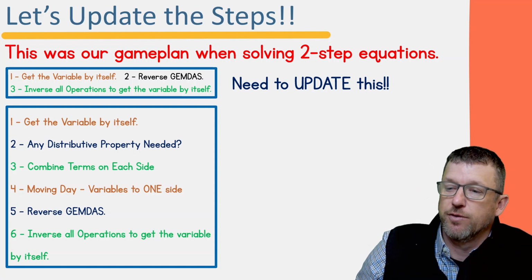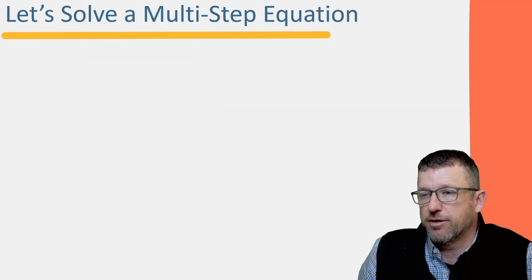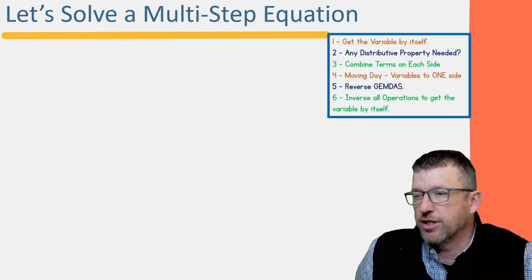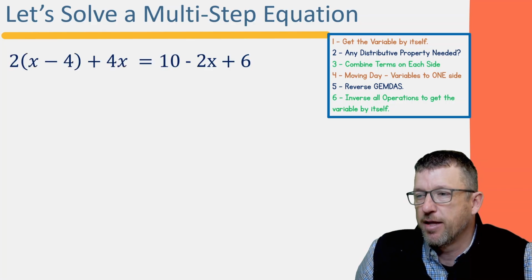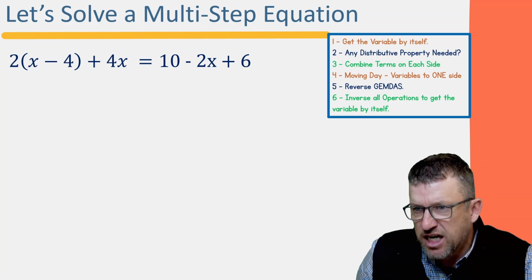All right. So we already know 5 and 6. We've done that a lot. Let's dive in and see what this looks like. Okay, so let's solve a multi-step equation, and here it comes. There's our reminder list of what to do, and our goal is to get the variable by itself, and good golly, Miss Molly, look at all that stuff.